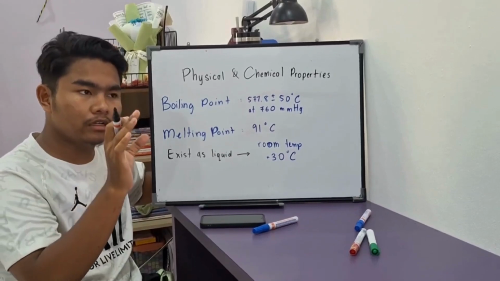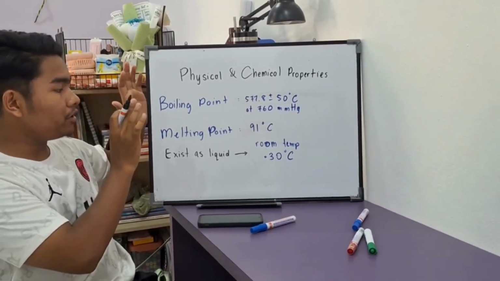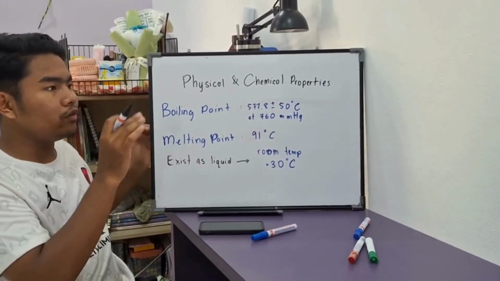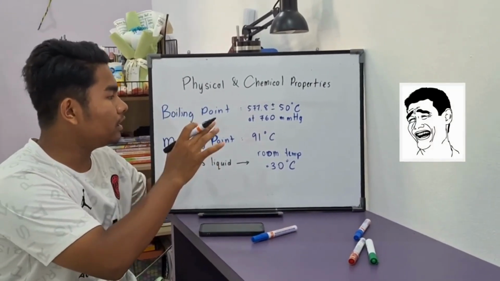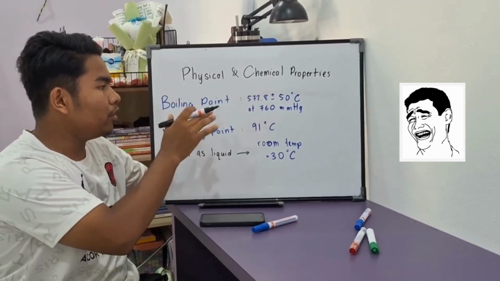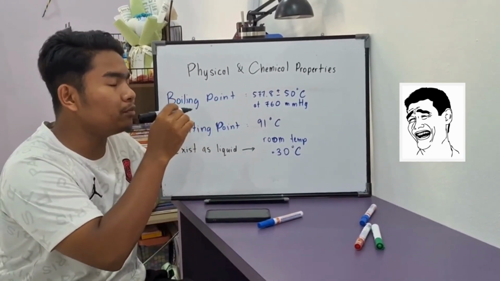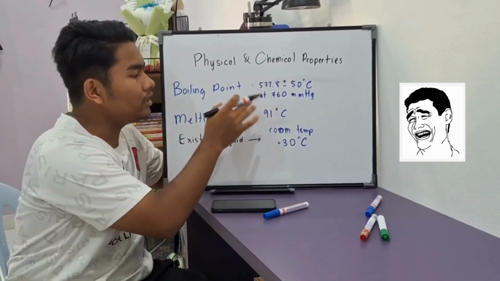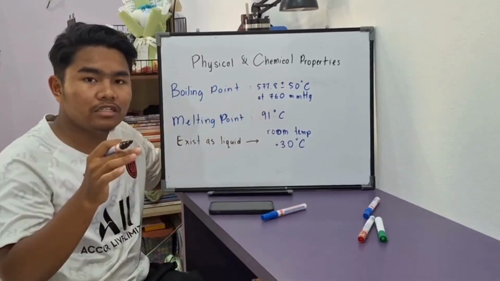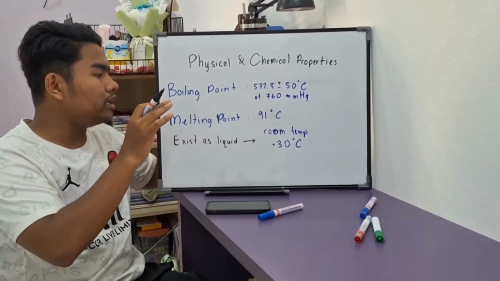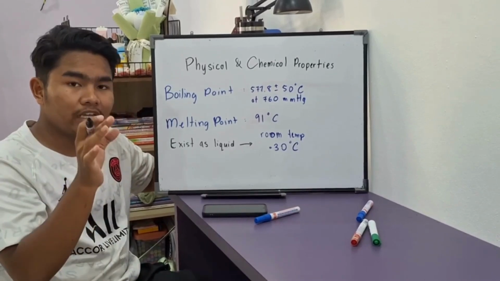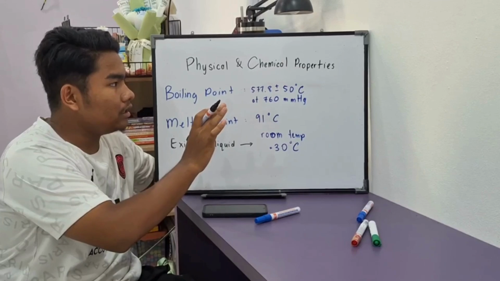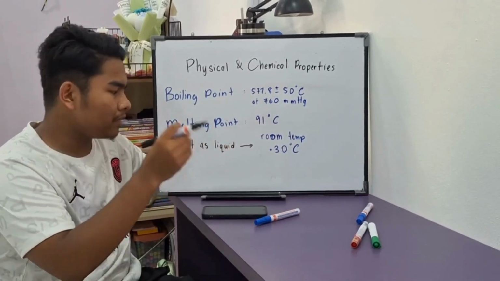What I'm going to explain is the boiling point, melting point, and the existence of the substance. So for the boiling point, pholcodine boils at 577.8 plus or minus 50 degrees Celsius at 760 mmHg, while the melting point for pholcodine is 91 degrees Celsius at normal conditions.